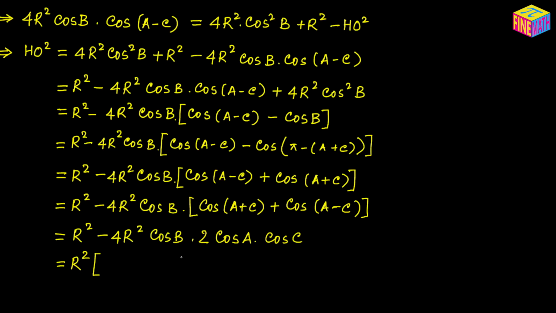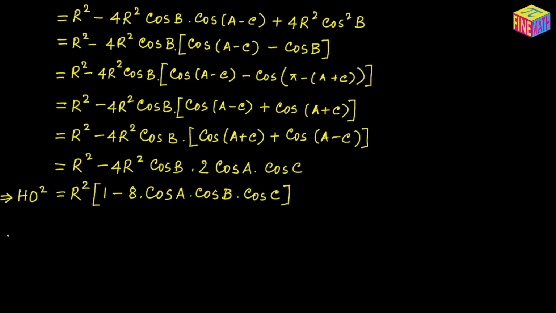So now this is looking like r squared. I am going to take r squared out as a common factor now, so that will be 1 minus, here you are going to see 4 times 2, that would be 8. So it would be 8 times, with r squared taken out as a common factor, we are going to be left with 8 times cosine of a times cosine of b times cosine of c, and that is actually equal to HO squared. So what would be HO then? Well, we can take a square root on both sides. So from here we can say then HO will be equal to the square root of this quantity here.